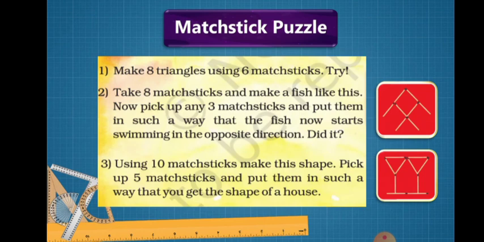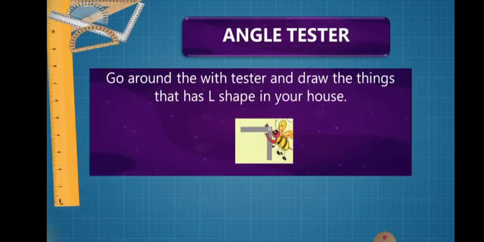Evaluation. Matchstick puzzle. Make 8 triangles using 6 matchsticks. Try, children. Then the second one, take 8 matchsticks and make a fish like this. Now pick up any 3 matchsticks and put them in such a way that the fish now starts swimming in the opposite direction. Did it? Using 10 matchsticks, make this shape. Pick up 5 matchsticks and put them in such a way that you get the shape of the house.